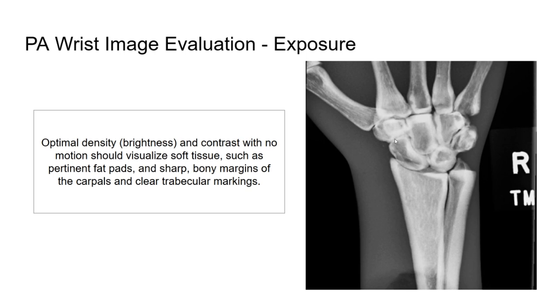And then for exposure purposes, this is pretty consistent throughout most exposures, but you want to have your optimal density or your brightness. You want to make sure that the contrast is visualized well with no motion. You should have your soft tissues visualized with your pertinent fat pads. You want to have your sharp bony margins of the carpals visualized with clear trabecular markings as well.